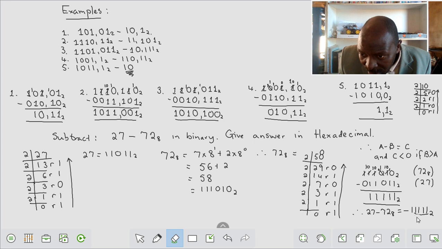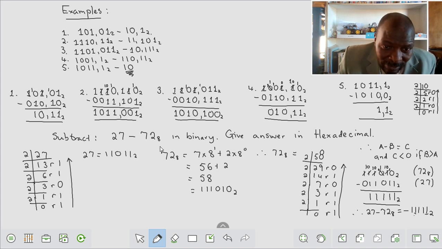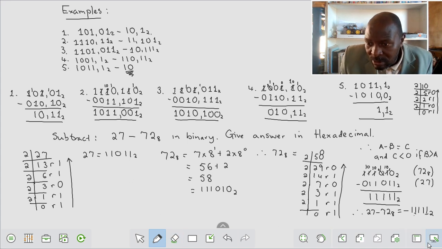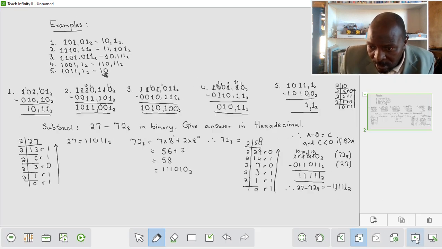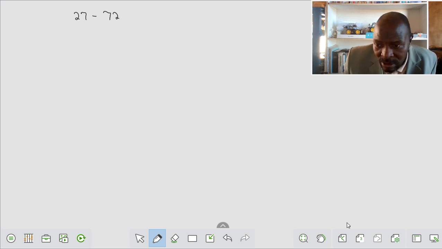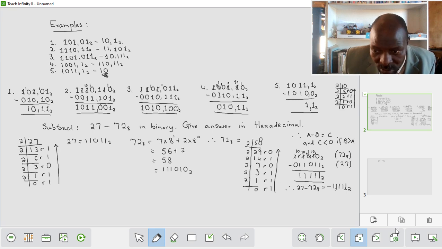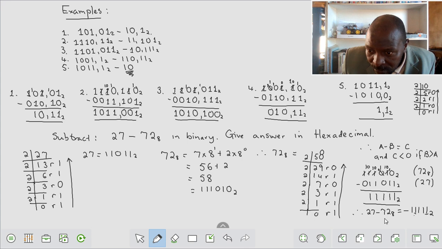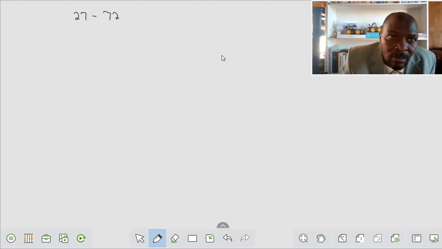Let's redo this. Remember, with the shortcut method, if we're not restricted from doing the shortcut method, we could have said, maybe I should start this on a clear page. From this page, our question was 27 minus 72, was it? Let me double check. Let me go back and check. 72, yes. 72 in base 8.